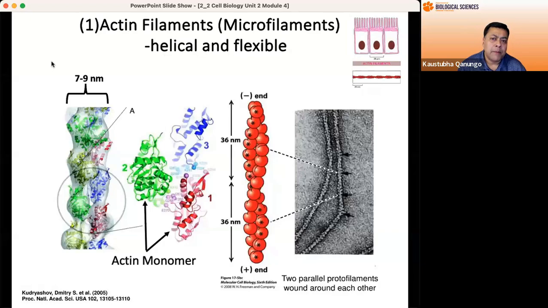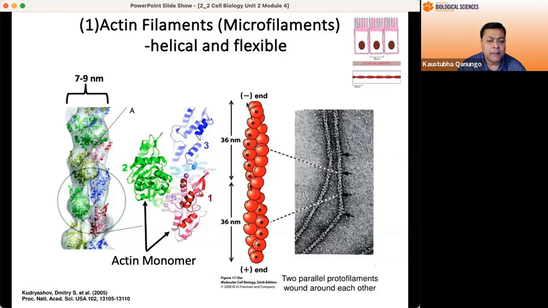So the actin, we call these microfilaments. These are helical, flexible, and they are made up of globular actins. These are globular actin monomers. And here you are seeing the molecular structure, and you can see that they make a helical structure where two of these are twisted together.